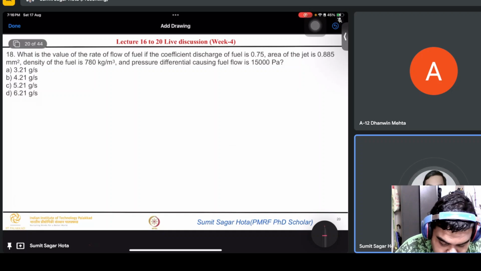So let's go to a small problem. What is the value of the rate of flow of fuel if the coefficient of discharge of fuel is 0.75, the area of the jet is 0.885 mm square, the density of the fuel is 780 kg per meter cube, and the pressure differential causing the fuel flow is 15,000 pascal? So let's write down what things are given.